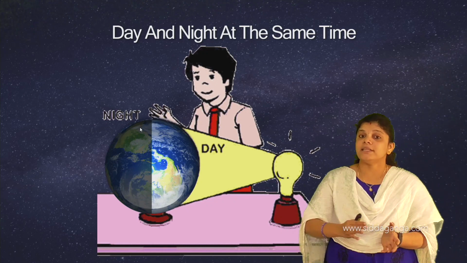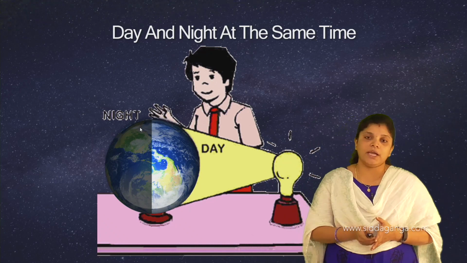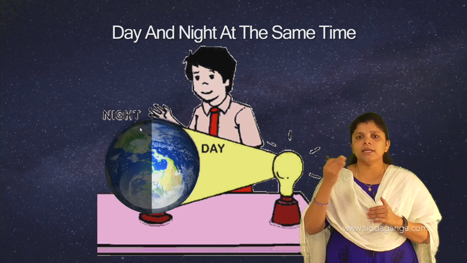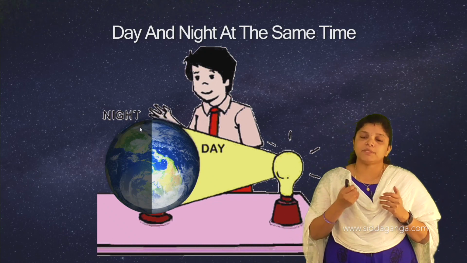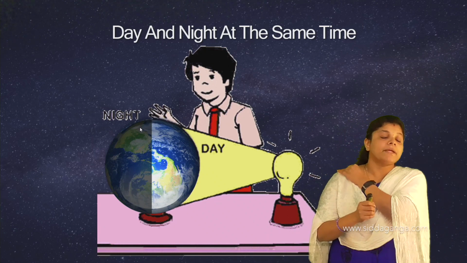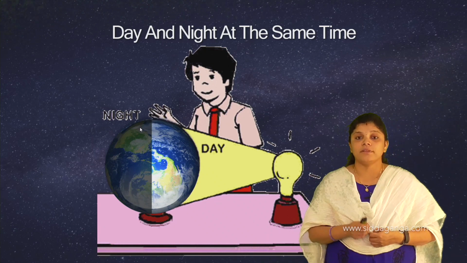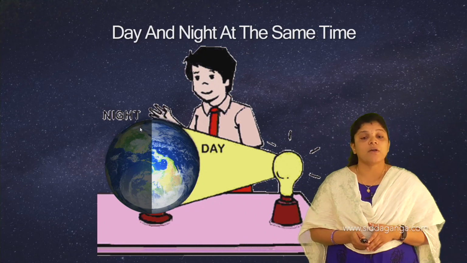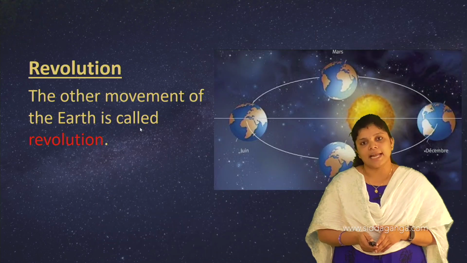See, when India gets daytime, America gets what? Night time, because America is on the other part. So when America gets daytime, India gets what? Night time. Why? Because India is turned away from the sun, there is no sunlight falling on that part. That part gets night time. See, these are all about day and night.